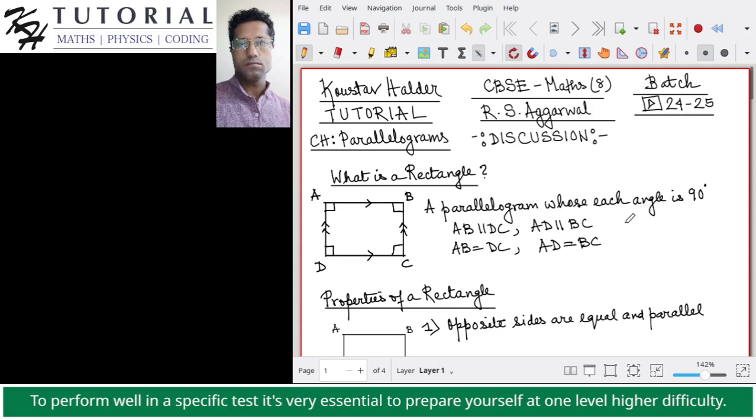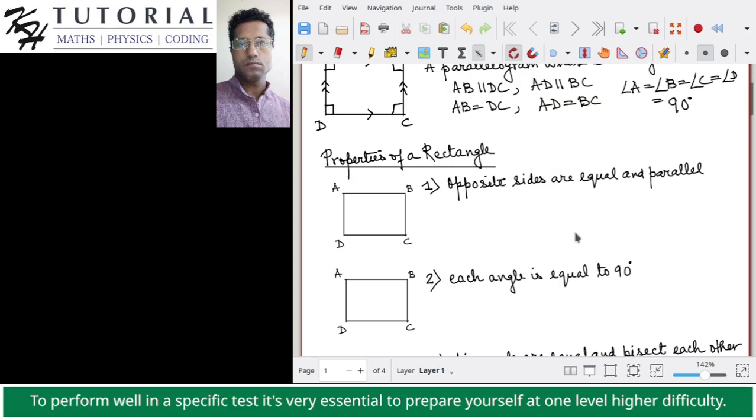This means that all the angles, that is angle A, angle B, angle C and angle D, must all be equal to 90 degrees. That is, all the angles are right angles. So in a parallelogram, if all the angles are 90 degrees, then it will be a rectangle. Now let's see in more detail what the properties of a rectangle are.